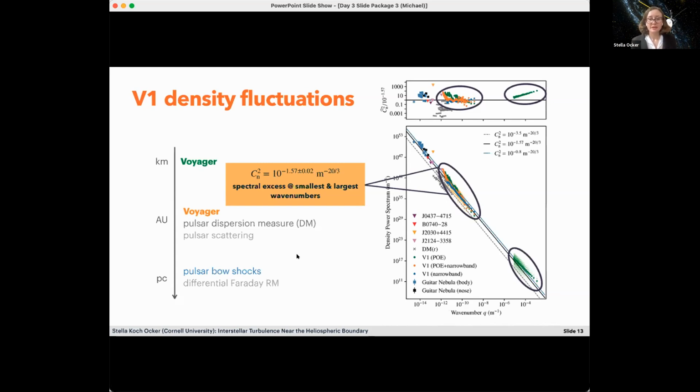Now, we also see a very large excess of power in the density fluctuation spectrum at the largest wave numbers, those green points. And it's unclear at this point whether this large excess of power, which is at the smallest spatial scales, approaching the kinetic scales in the turbulence spectrum, actually corresponds to real physical processes mediating turbulence at these scales. I want to emphasize that Voyager and an interstellar probe are uniquely positioned to constrain this high wave number regime of the turbulence spectrum, where our knowledge of interstellar turbulence is still quite uncertain. So next slide.